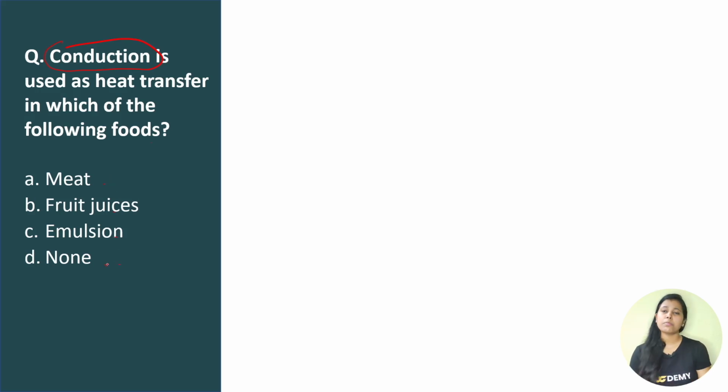Now again, very simple. You must know about the heat transfer mechanisms. Heat can be transferred through conduction, convection or radiation. I need not tell you what conduction, convection and radiation are, but you must know that conduction happens when there is direct contact between objects, convection happens in fluids, where there is movement of the fluid, and in radiation, electromagnetic radiation is used to heat the food.